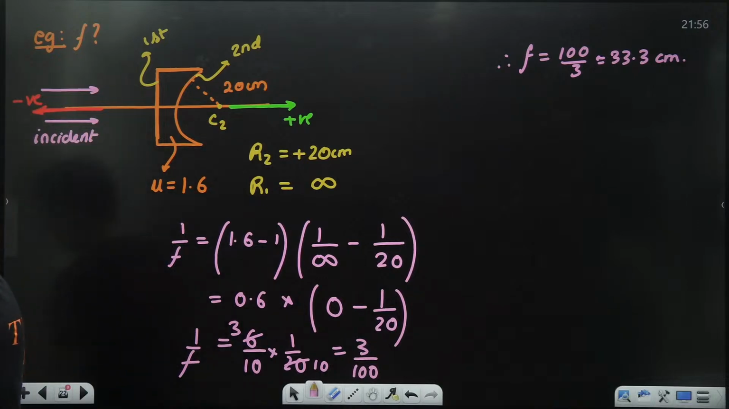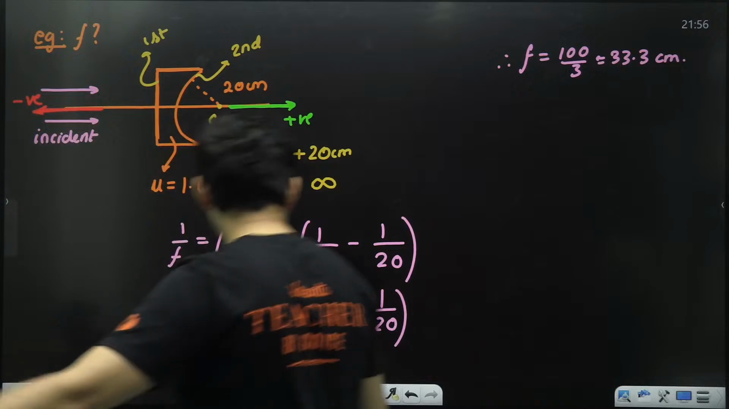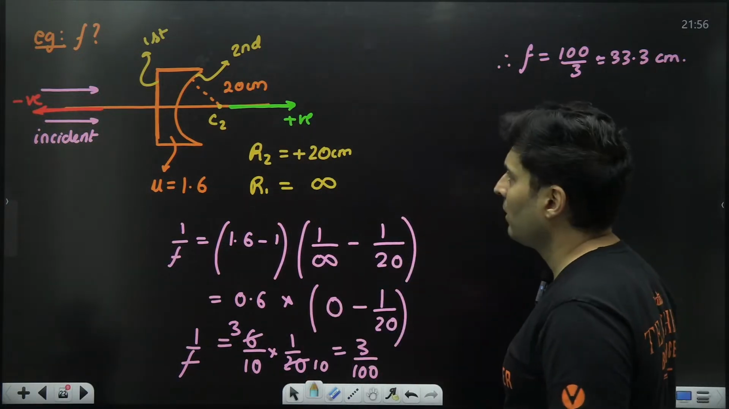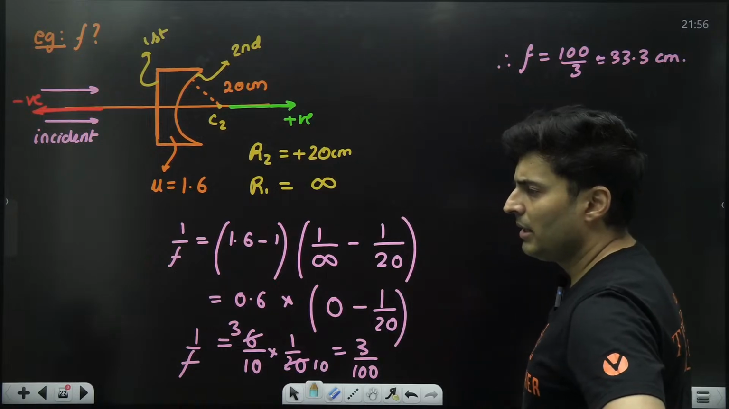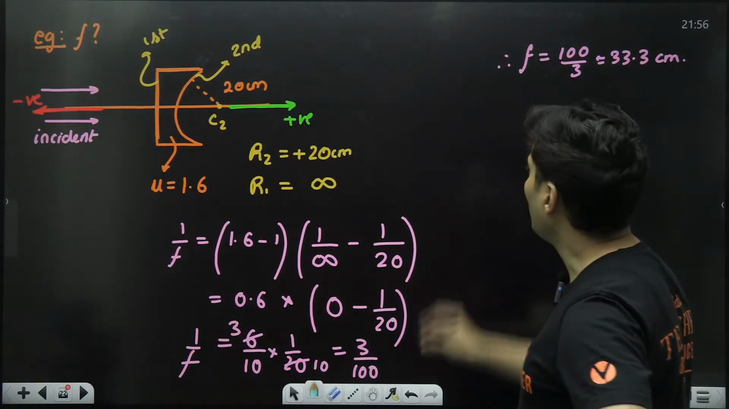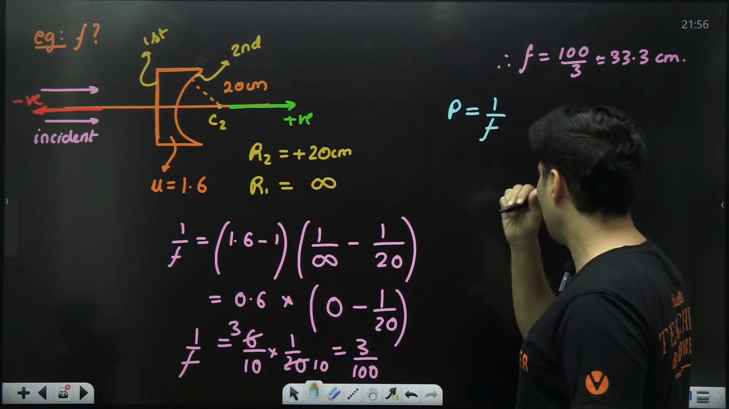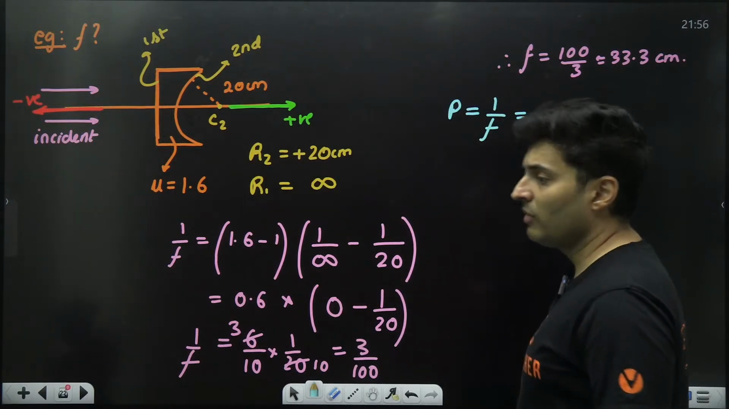Simple, understood, clear. How to find the focal length? Sir, how do I calculate the power of this? Oh, no issues. Power, right? The power formula is 1 by f.